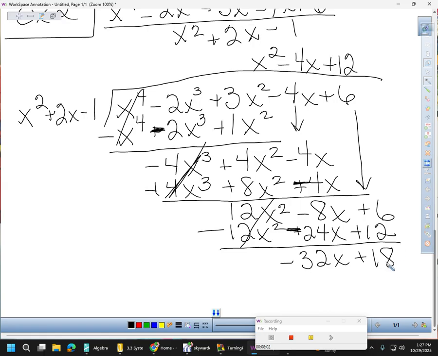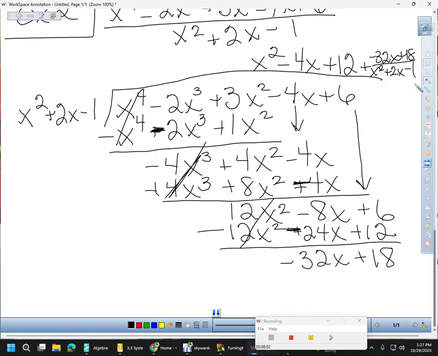Do I have anything else to bring down? Nope. So I'm going to go right up here, put a plus. My remainder, negative 32x plus 18, goes over top of what I'm dividing by, x squared plus 2x minus 1. Plus 18 all over x squared plus 2x minus 1.